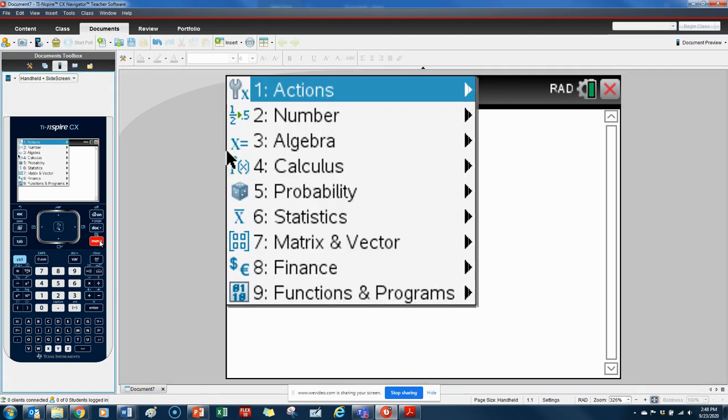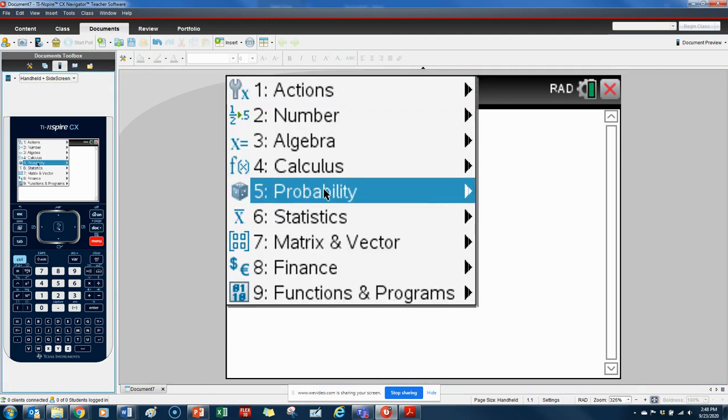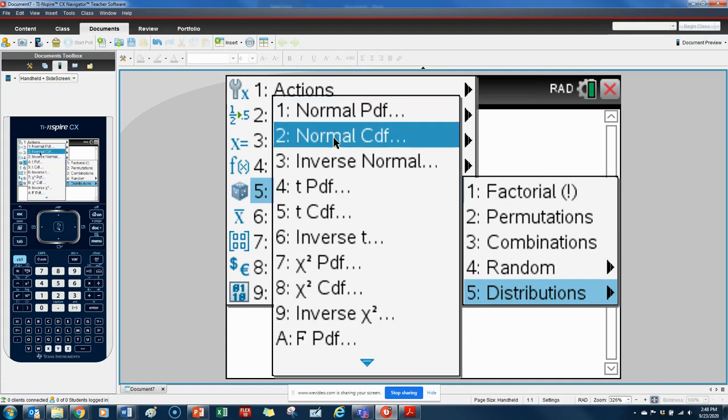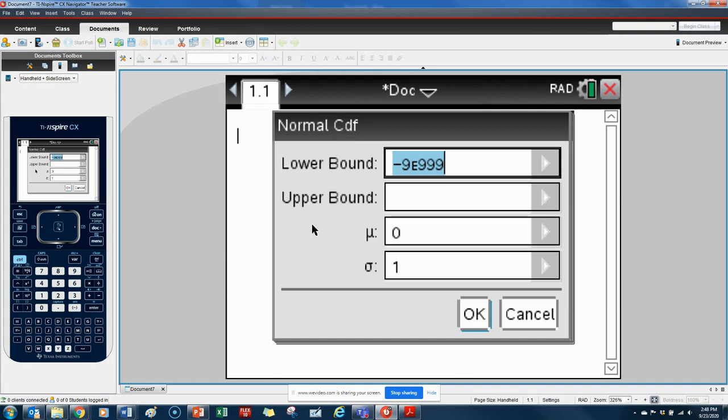So to compute the area, you just go probability, distributions, and then pick the function normal CDF. For the lower bound, supposed to be a negative infinity, meaning a big negative number. The default is this big negative number right here. You could leave that or you could encode like a negative 100 there.